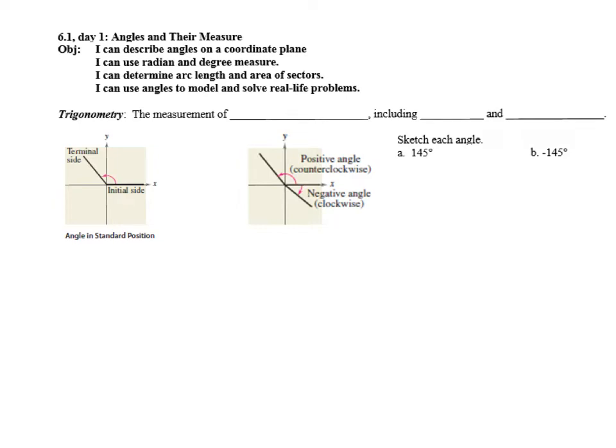The definition for trigonometry: trigonometry is the measurement of triangles, and we'll focus specifically on angles and sides. Now within those angles and sides, your triangle can be drawn in any one of the 4 quadrants on a coordinate system. Today's focus will be putting angles on a coordinate system and determining their measure. An angle in what's called standard position is always going to have an initial side and a terminal side.